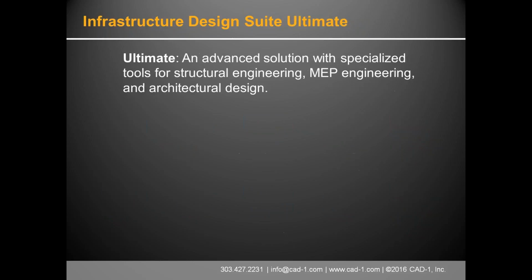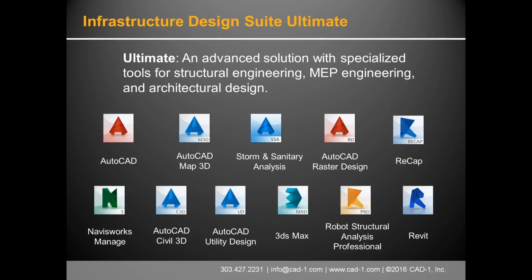And next, what they call the Ultimate. So Infrastructure Design Suite Ultimate has everything the Standard and the Premium had, except the Navisworks Simulate is replaced with Navisworks Manage. You also get the Robot Structural Analysis tool, and then all Revits as well. So you'll have the Revit Architecture information in there, and the MEP, or for some of you who may not know what that is, the mechanical, electrical, plumbing version of Revit as well.